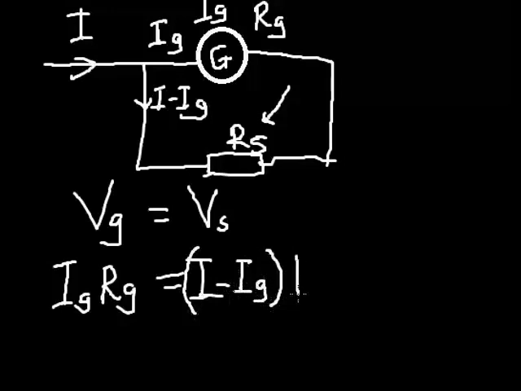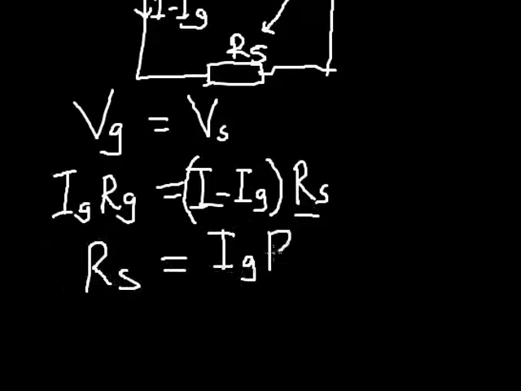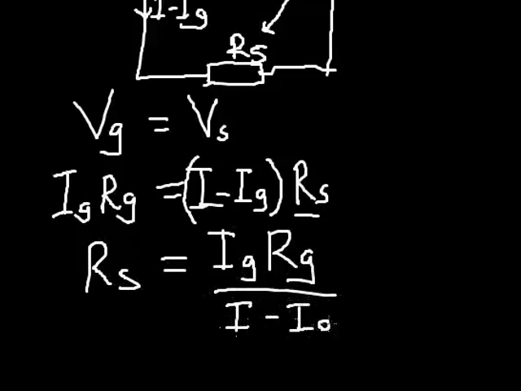All right, then multiply by Rx. So for me to now look at what I'm looking for, this Rs, the shunt resistor that is needed to convert a microammeter to an ammeter, is given as Ig Rg divided by I minus Ig. So please take note of this.